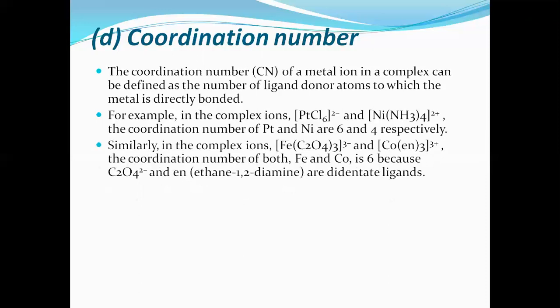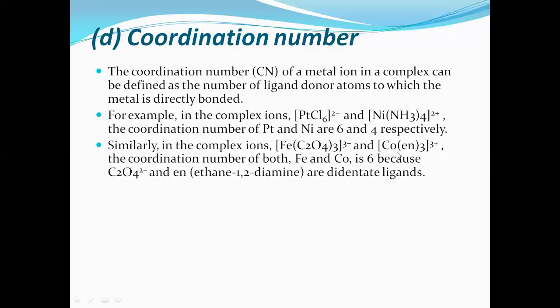Another example you can see, trioxalatoferrate complex. Here, iron is the central metal atom surrounded by 3 oxalate ligands, but the oxalate ligand is didentate. That means 2 donors that oxalate has. Therefore, since it is didentate, 2 into 3, the coordination number is 6. Coordination number of iron is 6.